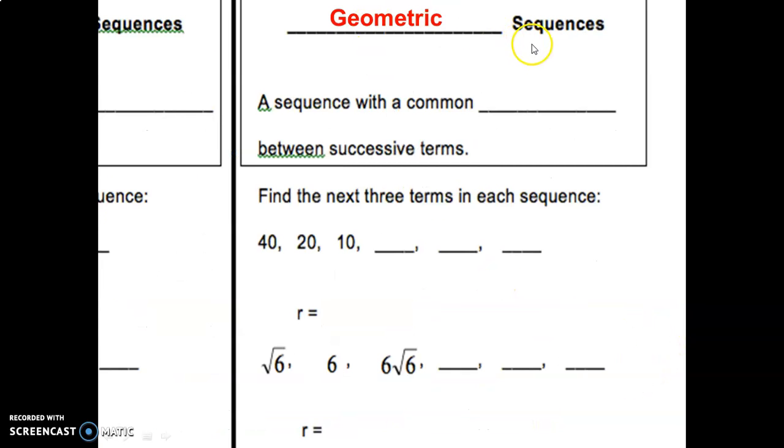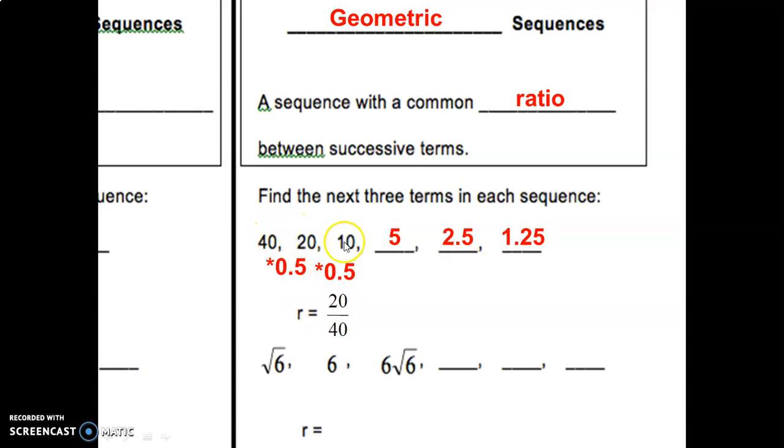Geometric sequences, you should add these notes in your notebook. We have a sequence with a common ratio between successive terms. So that multiplier between terms is called a common ratio. So here, to get from 40 to 20, we multiply by 0.5. Means a half. You multiply by a half. Then you multiply by a half again. So what are the other numbers? 5, 2.5, 1.25.